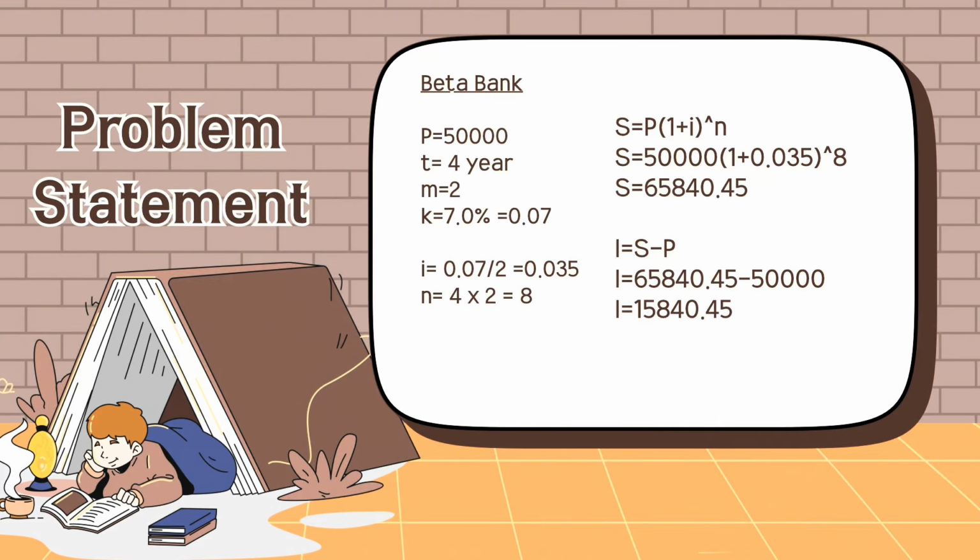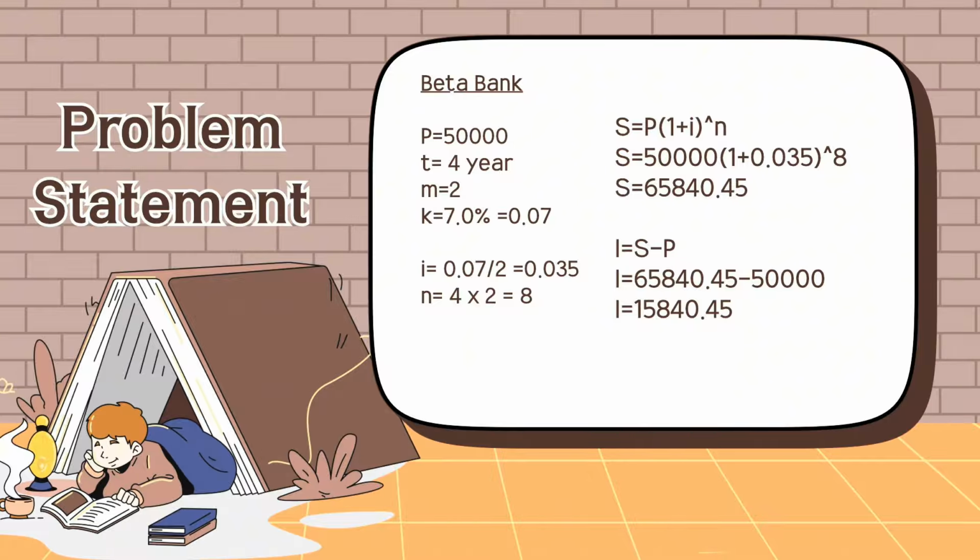Second, Beta Bank. P equal to 50,000 ringgit, T equal to 4 years, M equal to 2, K equal to 0.07. This is the annual interest rate, 7.0%. Then find I, the interest rate per compounding period. I equal to K divided by M equal to 0.07 divided by 2. So the answer is 0.035.